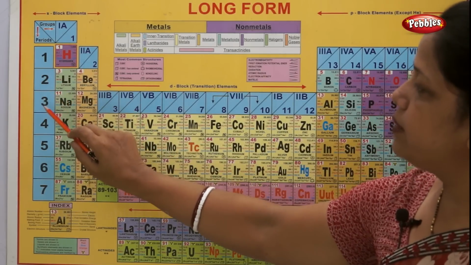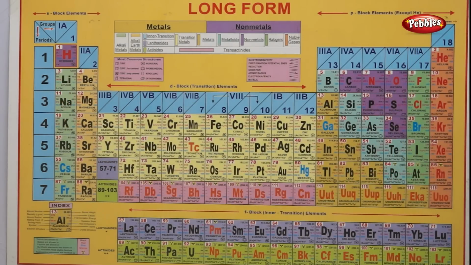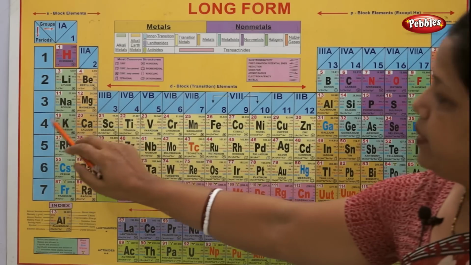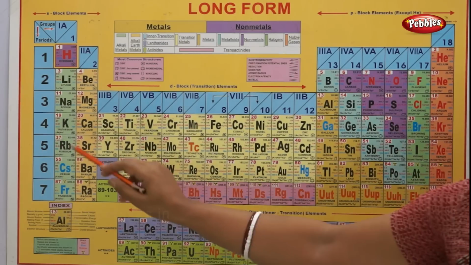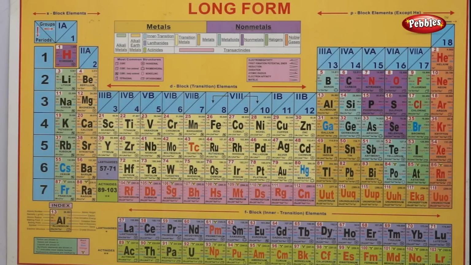Periods number 2 and 3 are called the short periods, containing 8 elements each. Periods number 4 and 5 are called the long periods. Why is it called a long period? Because it contains more than 8 elements; it contains 18 elements.